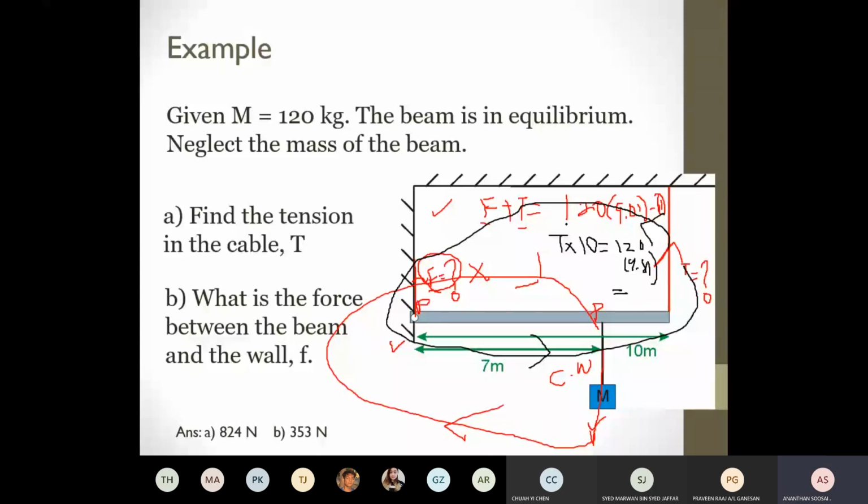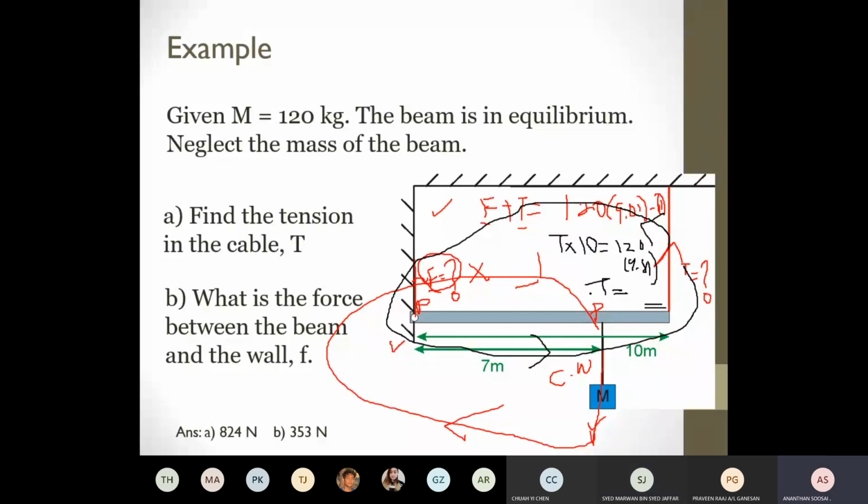So this is another equation. We get it by taking moment about P. So here you see the benefit of taking moment about P. The F doesn't appear in the equation. So it's easy to calculate the T, only one unknown. So you can find the T. After you find the T, how much will the T be? 120 times 9.81 divided by 10. You will get your answer. Okay, so just learn the technique first.